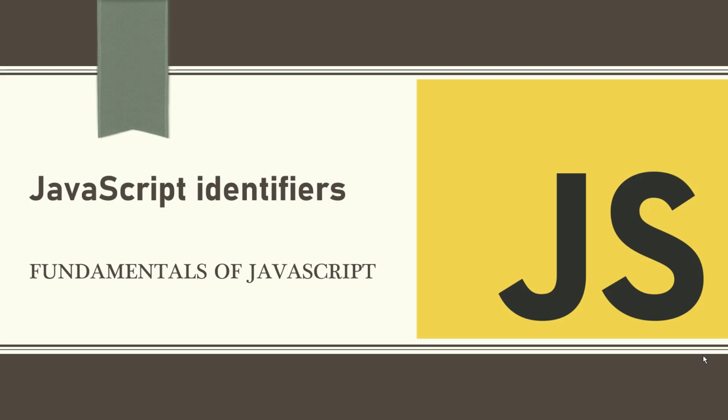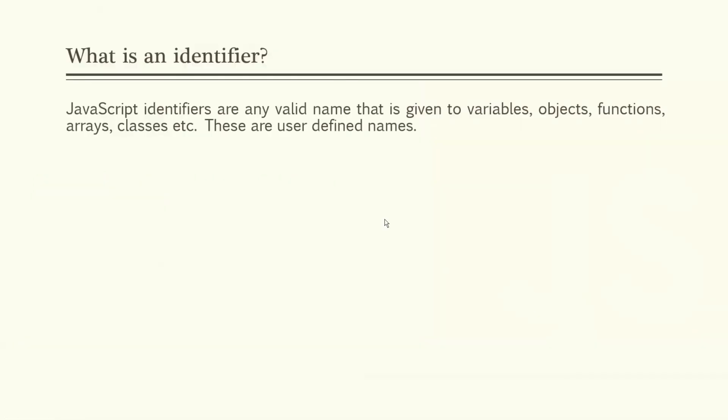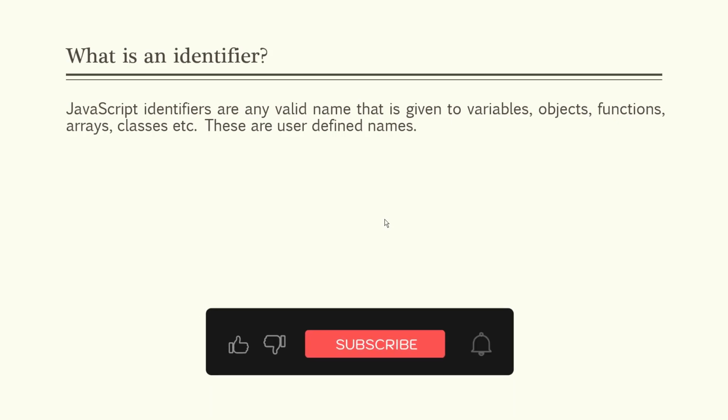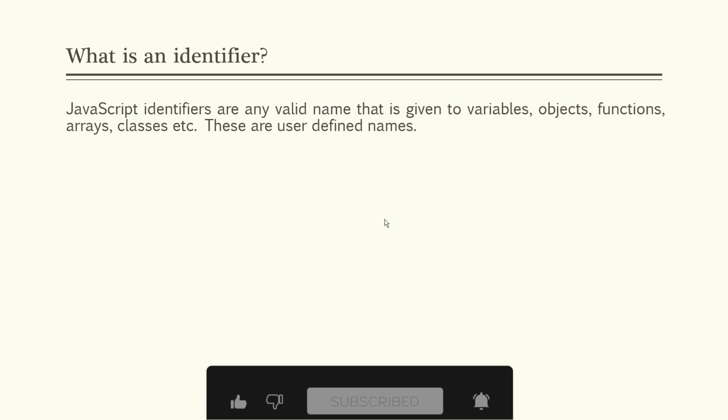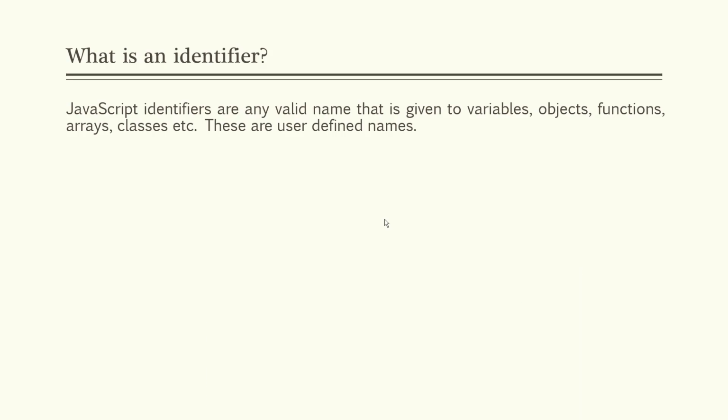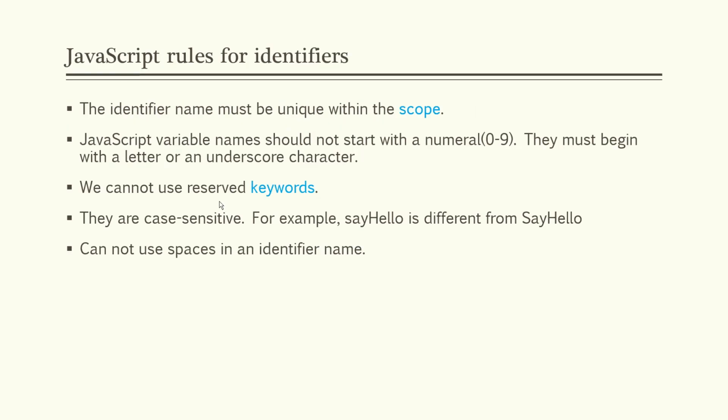So what exactly are JavaScript identifiers? JavaScript identifiers are the names that we give to variables, objects, functions, arrays, classes, etc. We must use a unique name so as to identify them. Once we declare the identifier, we then use the identifier to refer to that variable, function, etc. elsewhere in the program. There are certain rules and regulations in order to define a valid identifier.